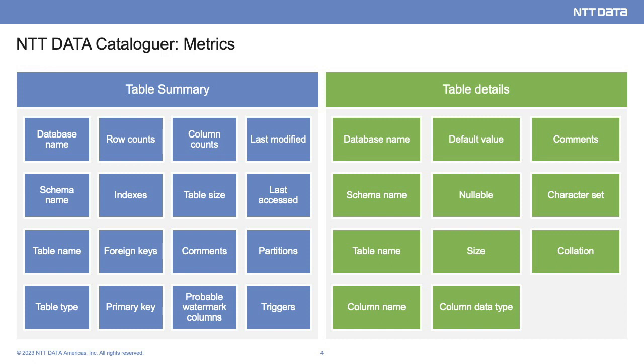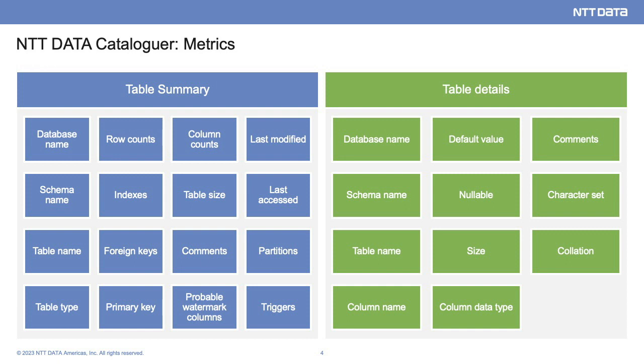The metrics that are captured can be classified at two levels. The summary provides information such as table types, different keys and indexes, categorizations in terms of table sizes, row counts, and column counts, triggers, partitions, and any watermark columns that can be used for CDC, and also the access patterns for the objects in your databases. The detailed view provides information at a column level, like data types, sizes, nullable clauses and defaults, and another important aspect being the collation and encodings in your source system, as that can be different from the target.